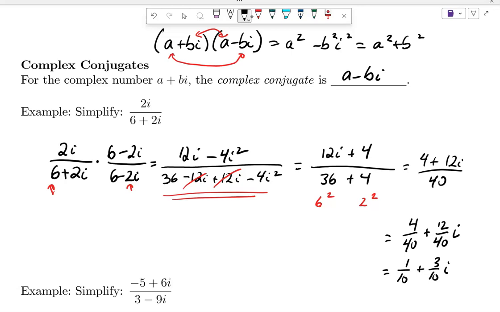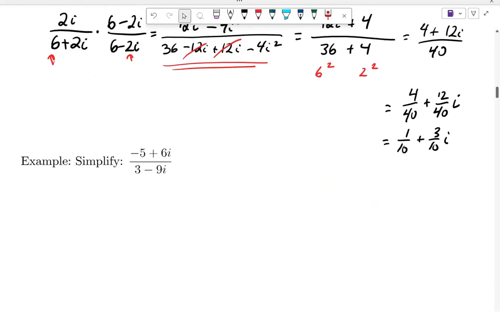Why did we eliminate the i's? i squared is equal to negative 1. So we're replacing i squared with negative 1. That's why it's flipping the sign. Yep. Okay. All right. So what would we do in the next one if we're trying to simplify this?